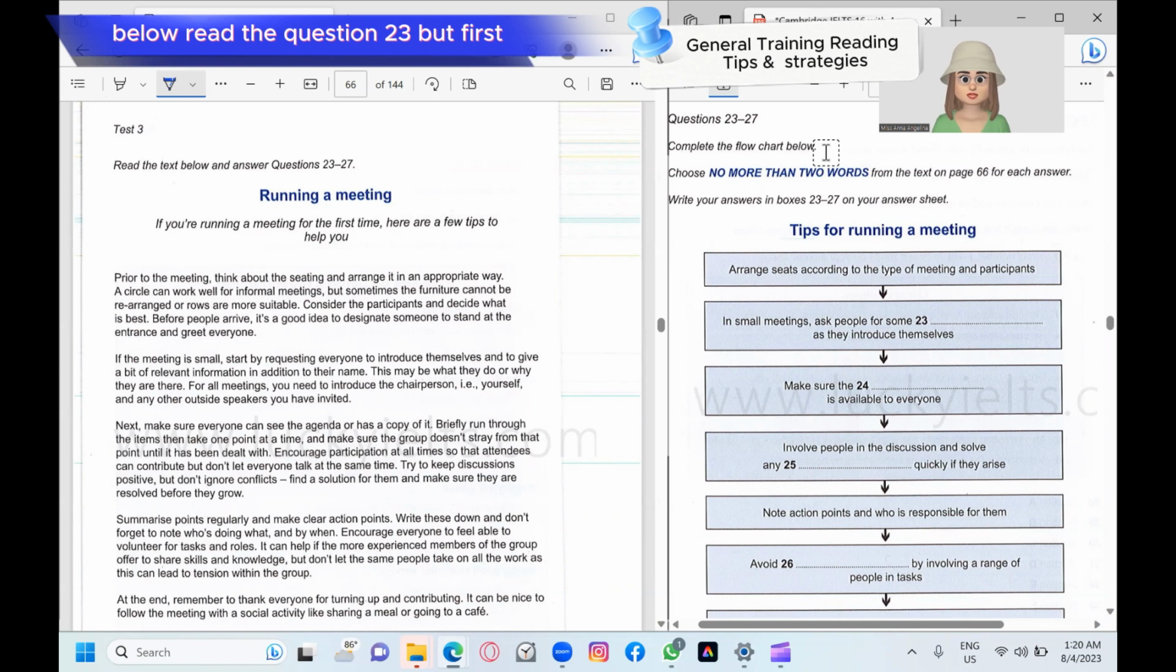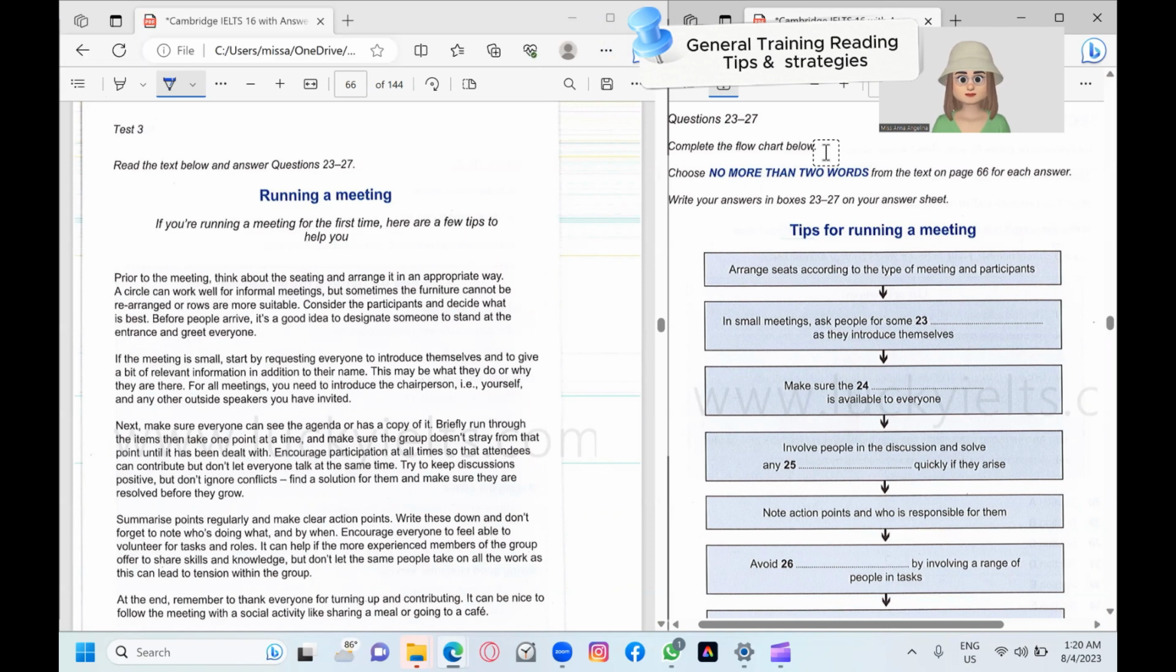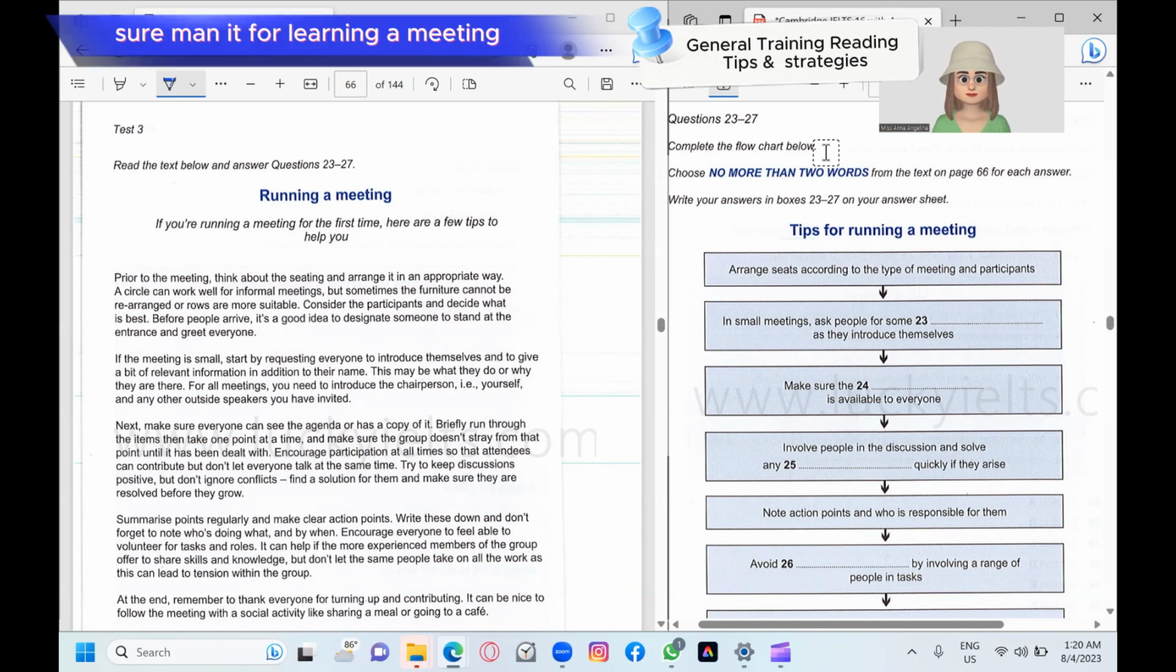Bilal, read the question 23, but first read the question from the very top, complete the flow chart. Sure, ma'am. Tips for running a meeting. Arrange seats according to the type of meeting and participants. Please, excuse me, when I say read the question, it means that you must read it. Okay. Choose no more than 2 words from the text on page 66 for each answer. Write your answer in boxes 23 to 27 on your answer sheet.